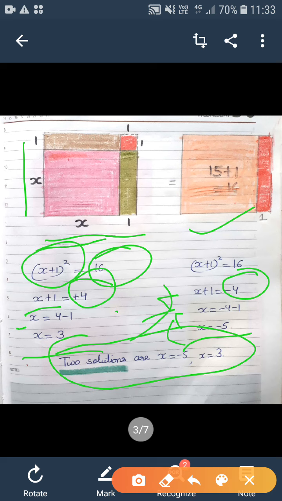Now we will use the same method in the general form, the standard form of the quadratic equation.